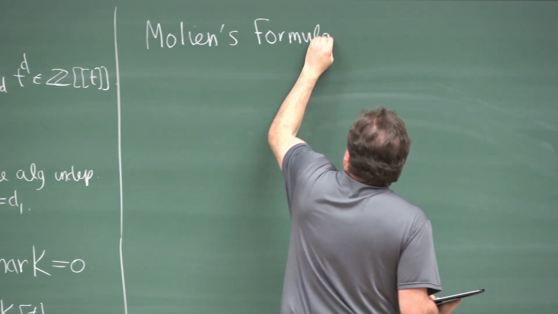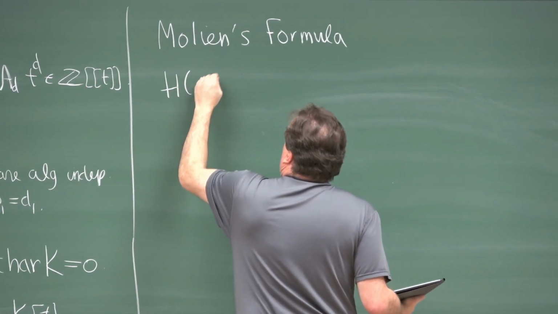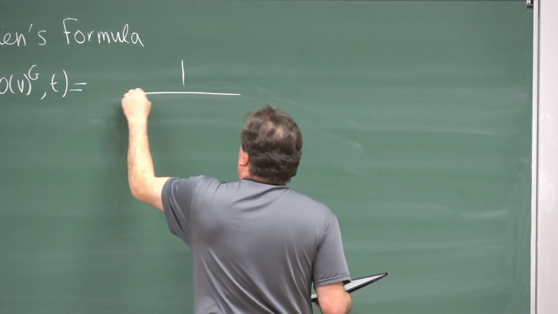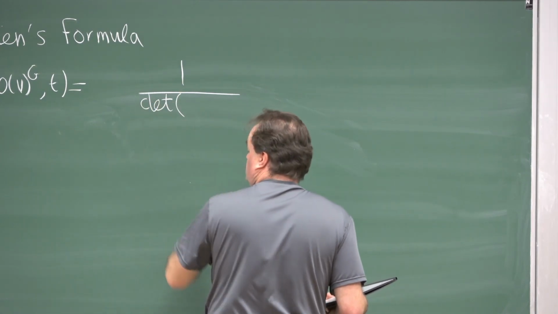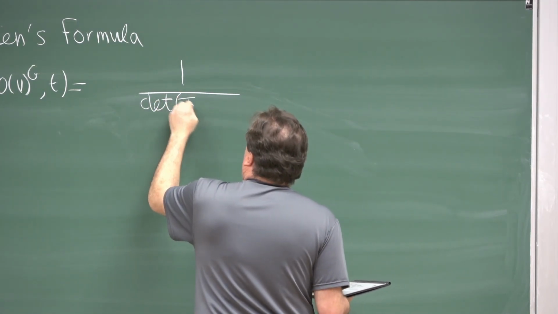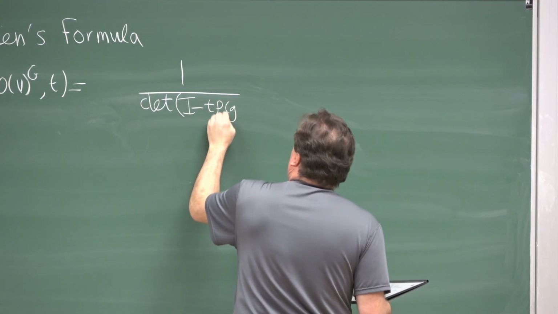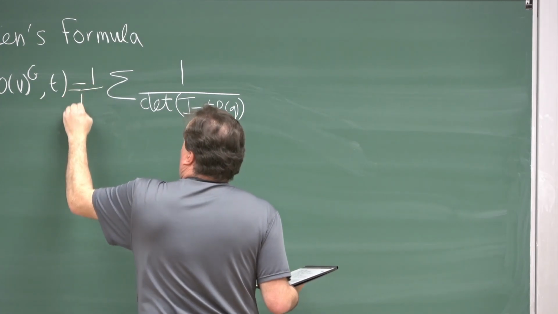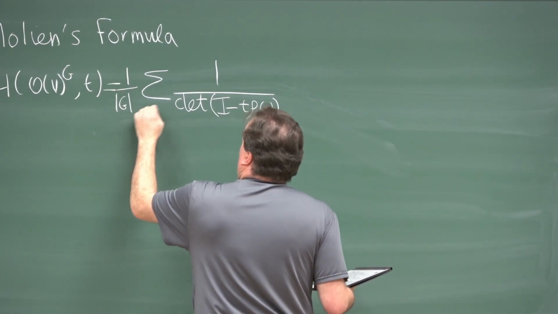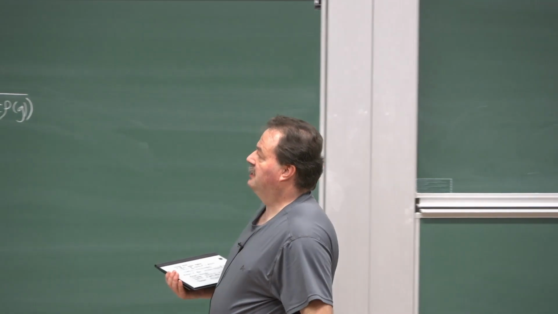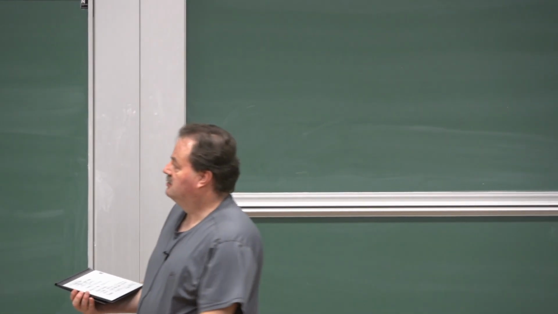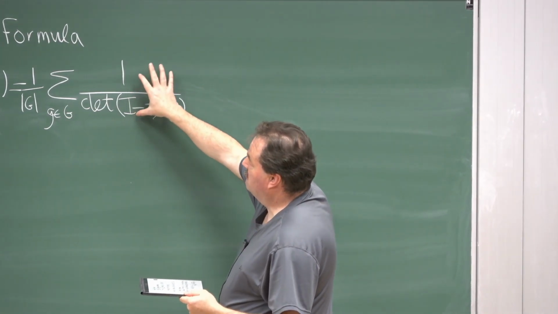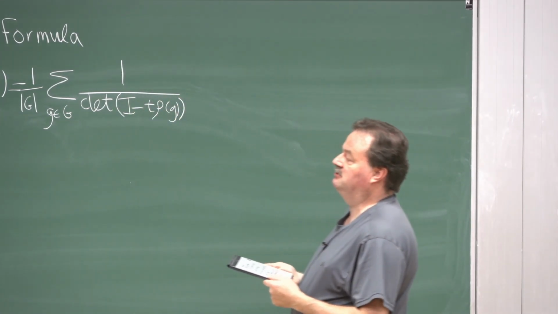So the Hilbert series of the invariant ring is we take 1 over this determinant of I minus T times rho of g. And now we take sort of the average over the group. And so that's the formula for the Hilbert series. So this is a rational function. And a sum of rational functions is going to be a rational function.